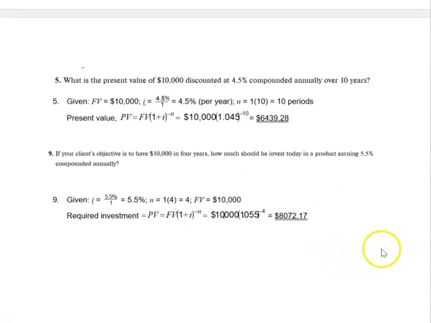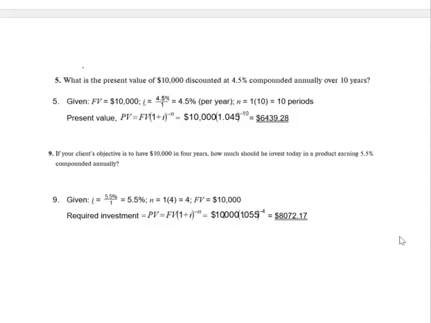Okay, so number 5, what is the present value of 10,000 discounted at 4.5% compounded annually? So again, that's just a different word that they're using. That just means that the interest rate, the annual interest rate, or the nominal interest rate, which means the exact same thing, compounded annually, so once a year over 10 years.